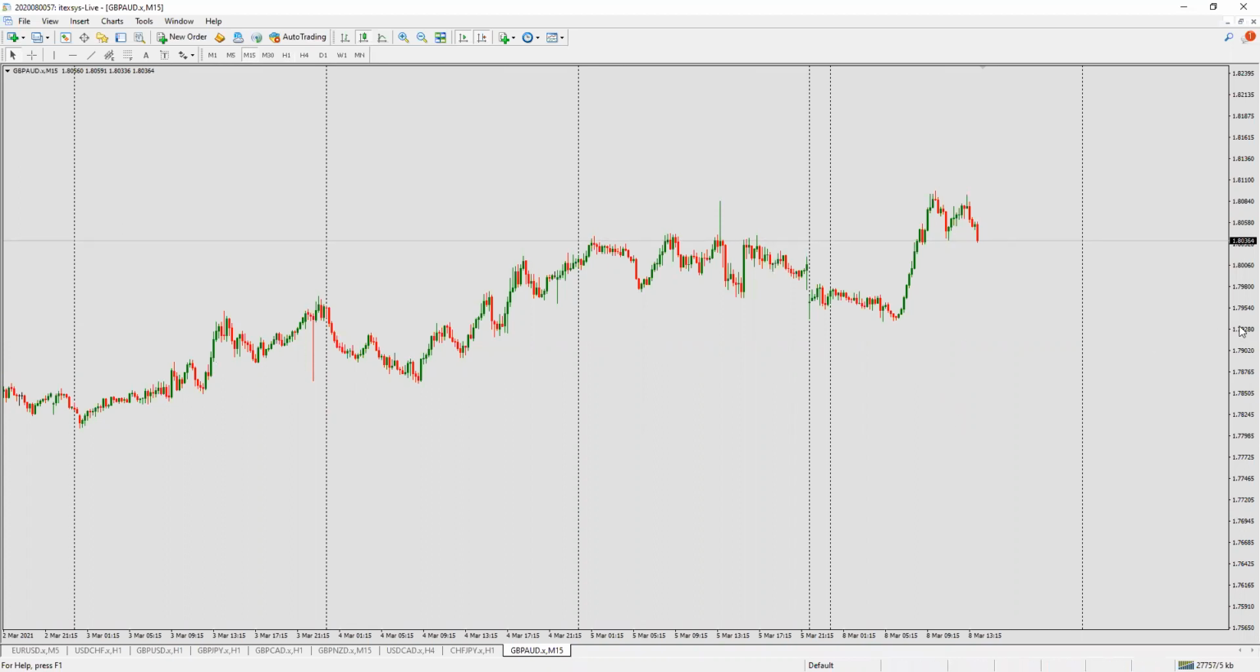Okay. So back to the 15 minutes for the pound against the AUD, and now you can see it's not a perfect demand. You can see this.